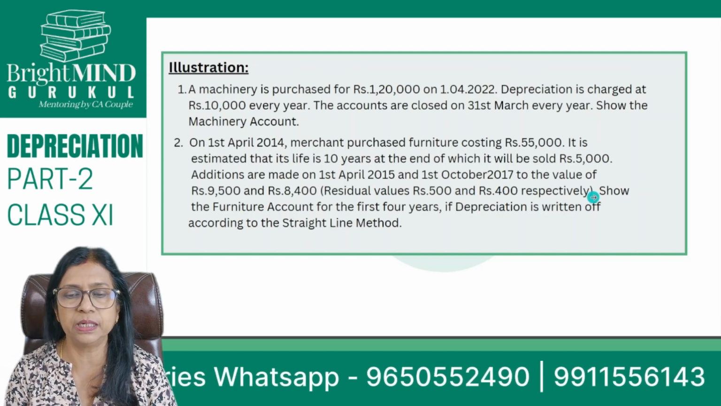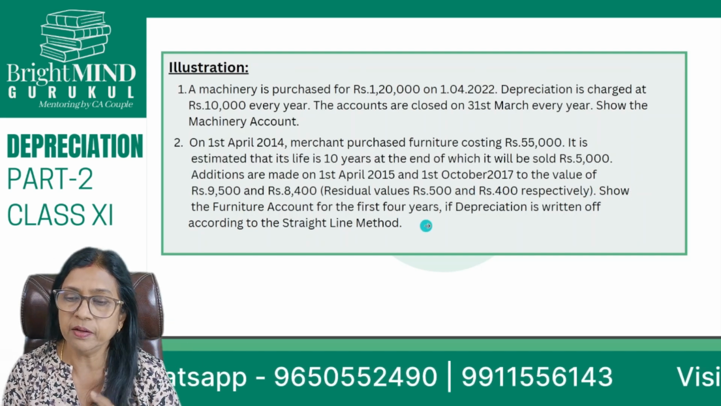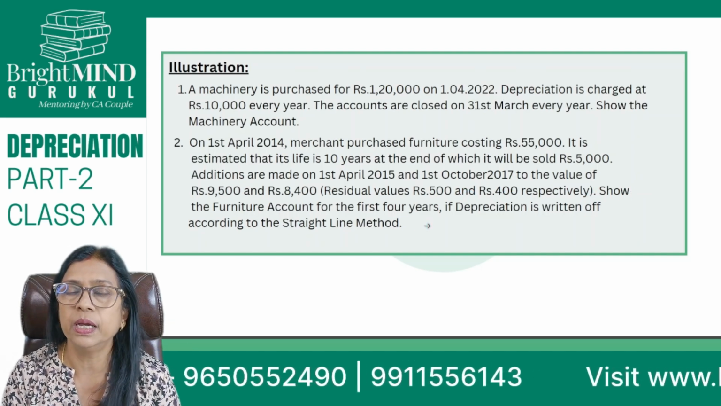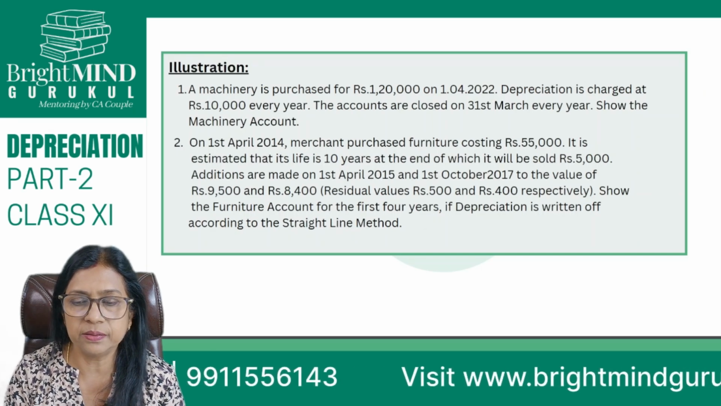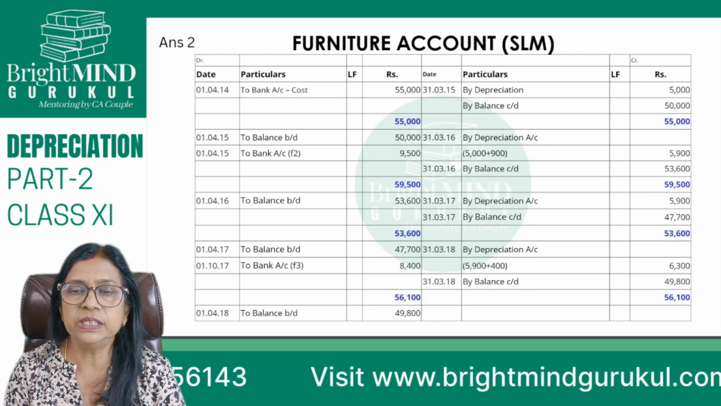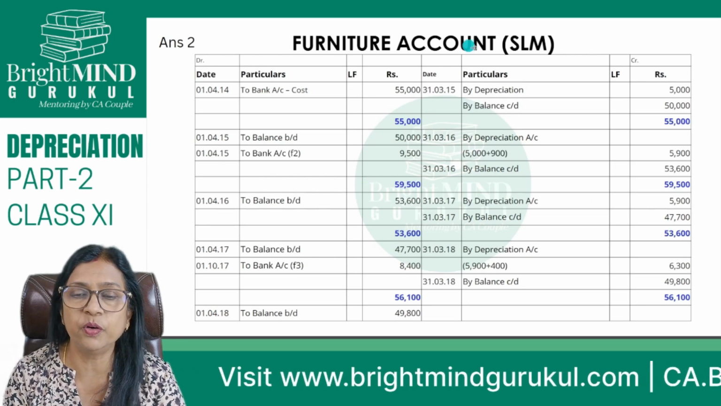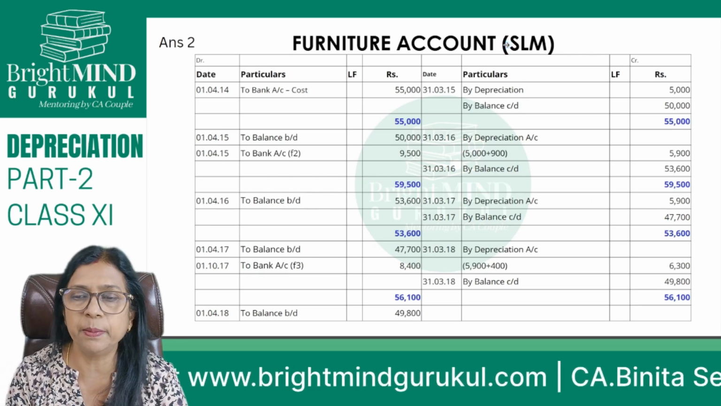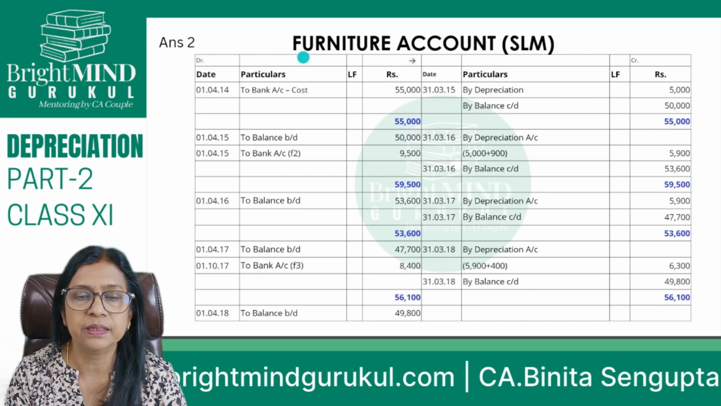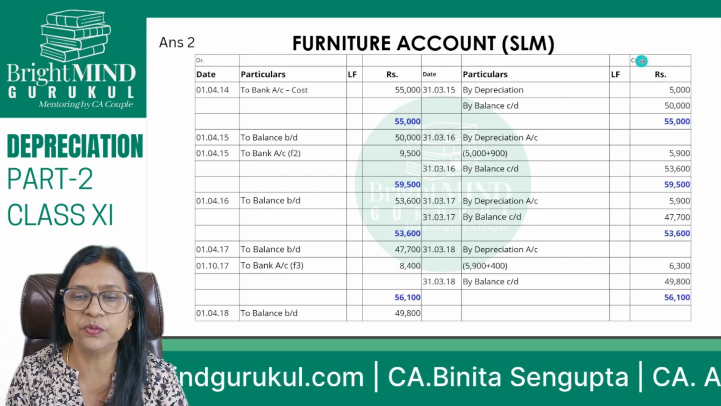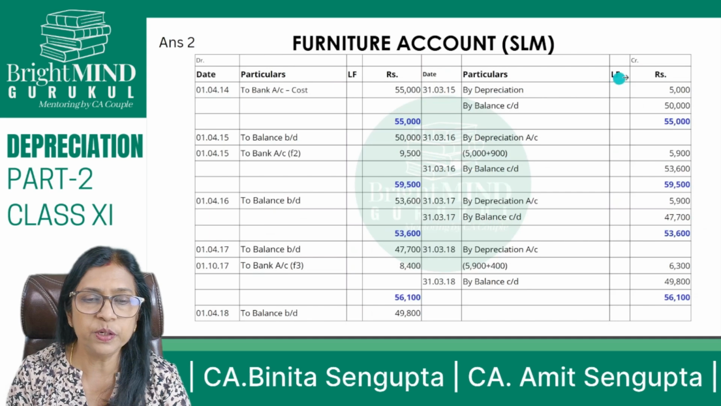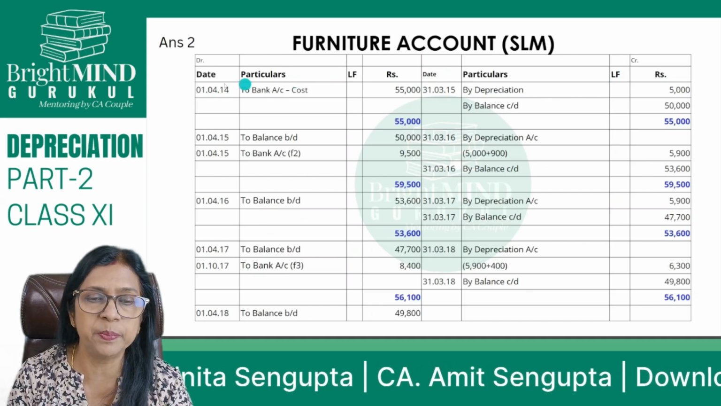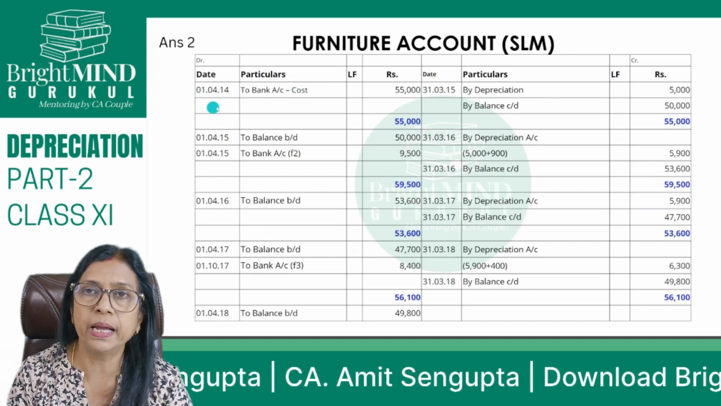Show the furniture account for the first 4 years if depreciation is according to the SLM method, that is straight line. So let us start right away. Furniture account, this is the ledger account for furniture. We'll have a debit and a credit side, with date, particulars, ledger folio and amount. That's the same on the credit side also. The first entry will be on 1st April 2014 to bank account.